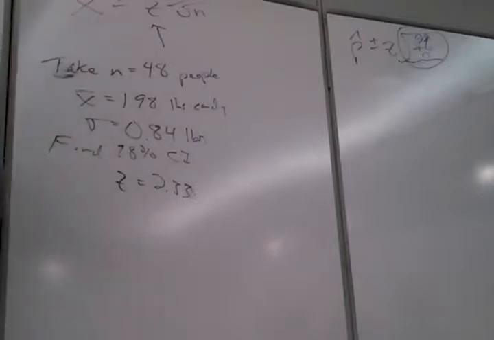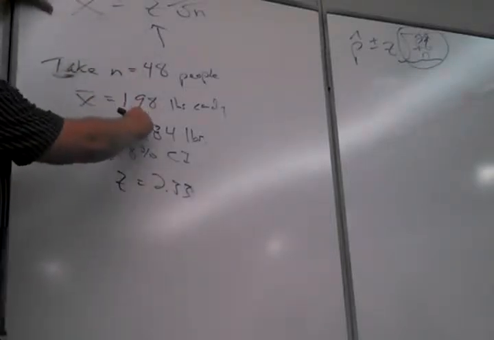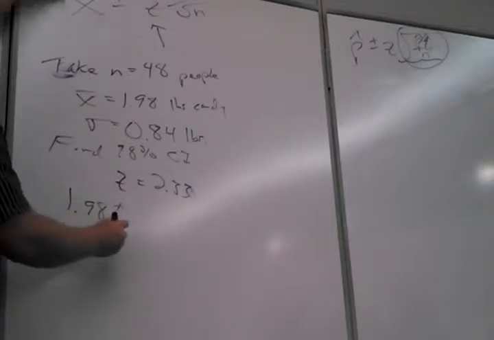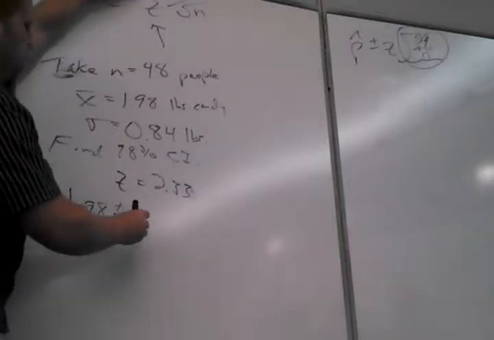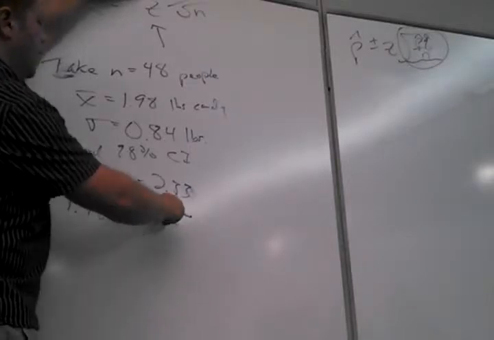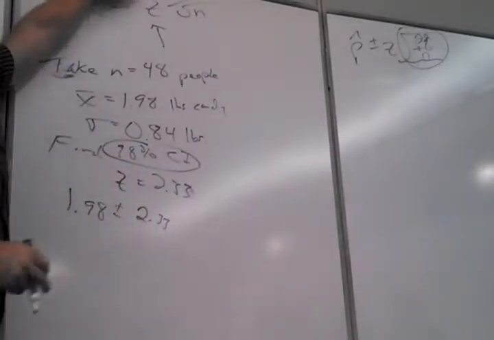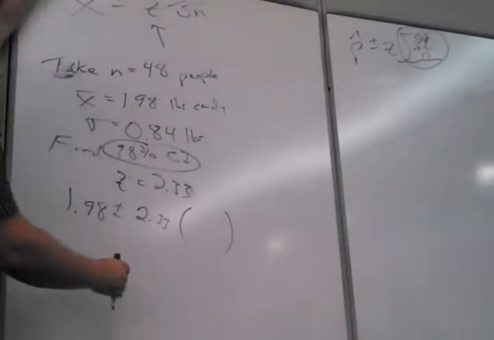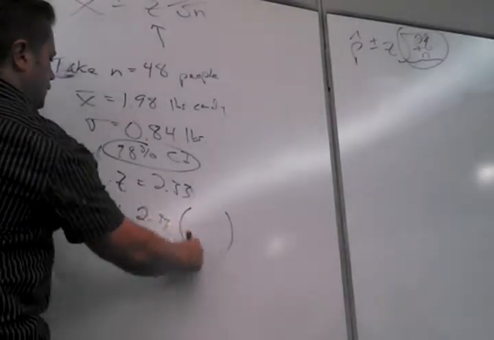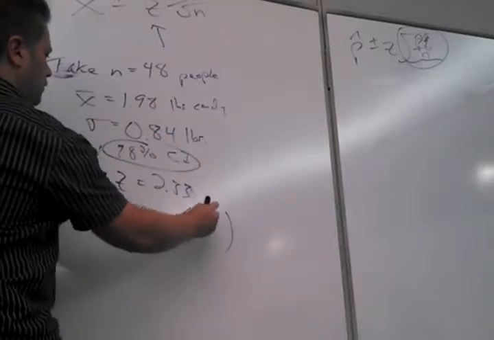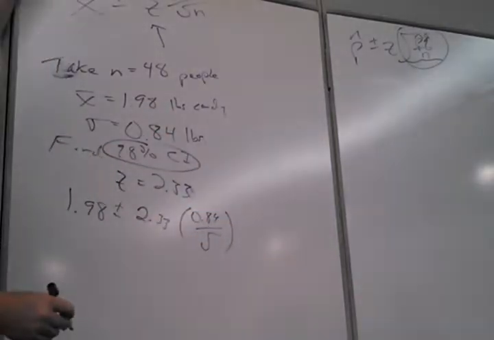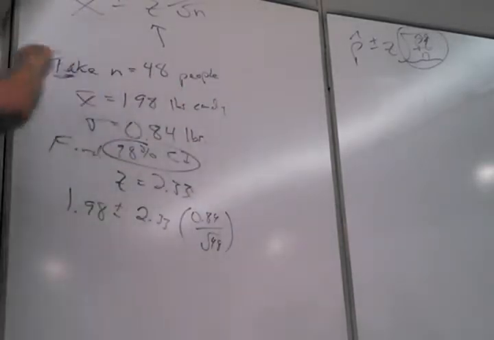Let this be a semi-decently easy mathematical problem to do. The concepts behind it are not that terrible, but they're certainly worse. This is not bad. This is just plug and chug. They got to give me the mean: 1.98, give or take. What goes here? 2.33. That's how far out I have to go to catch this much stuff. So start at the mean, go up and down this many standard deviations. So that'll be 0.84 divided by square root of 48, because there are 48 people that we picked.